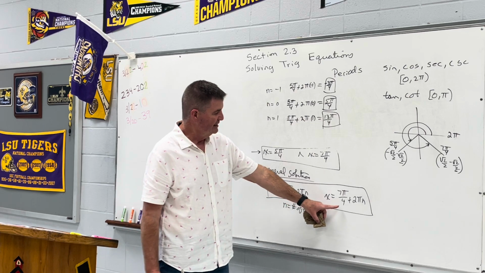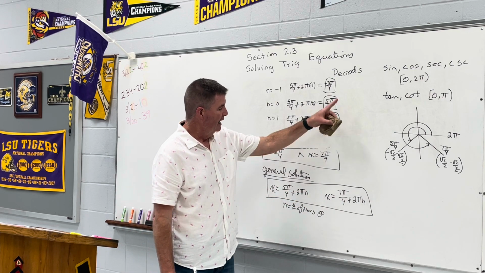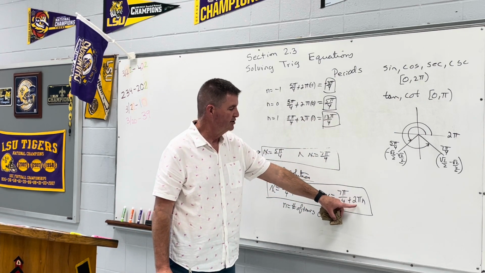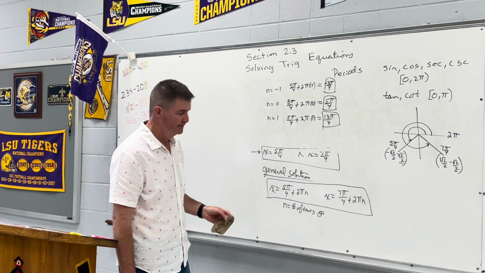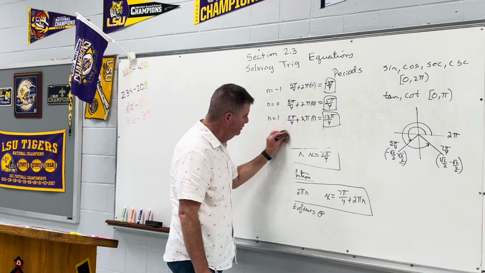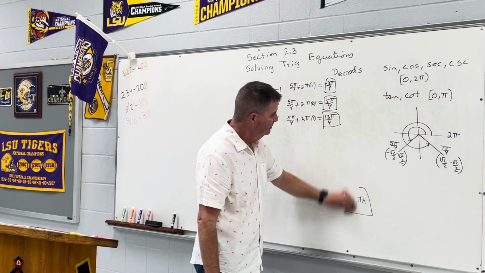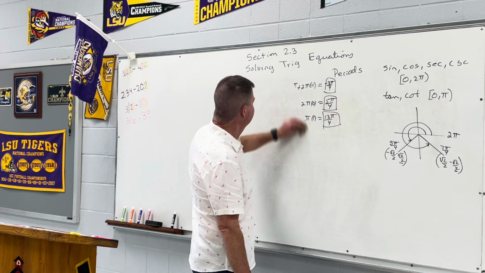I would do the same exact thing for 7 pi over 4. I would add 2 pi n, which is 8 over 4, to each one of those to come up with more answers. So that's what we would do for each one of these, but let's look at solving.